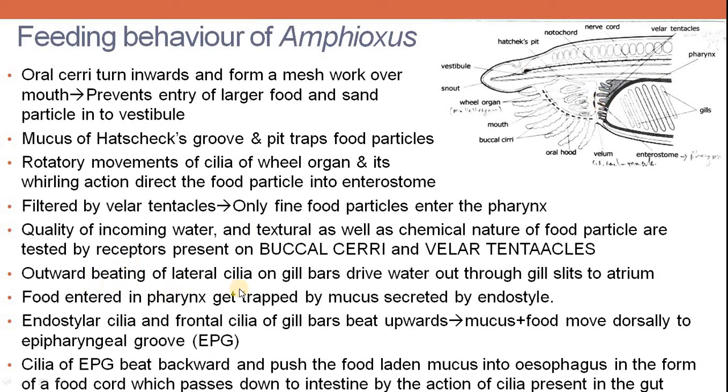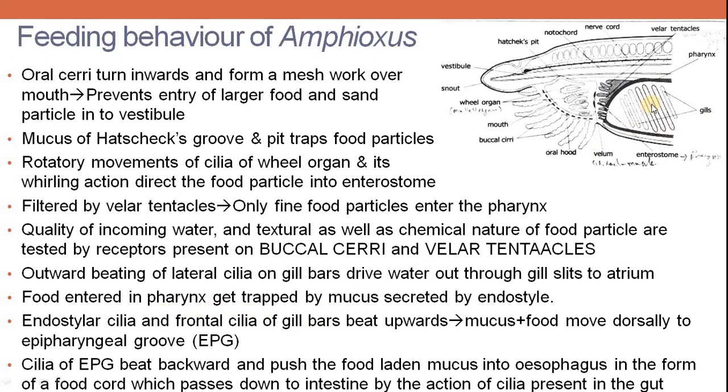Outward beating of lateral cilia on gill bars drives water out through the gill slits to the atrium. The water is taken along with the food particles through the vestibule, then the enterostome, to the pharynx, and there will be a lot of lateral cilia on the gill bars. These are the gill bars. The outward beating of the lateral cilia on the gill bars drives the water out through the gill slits. Then the food particles will enter the pharynx.